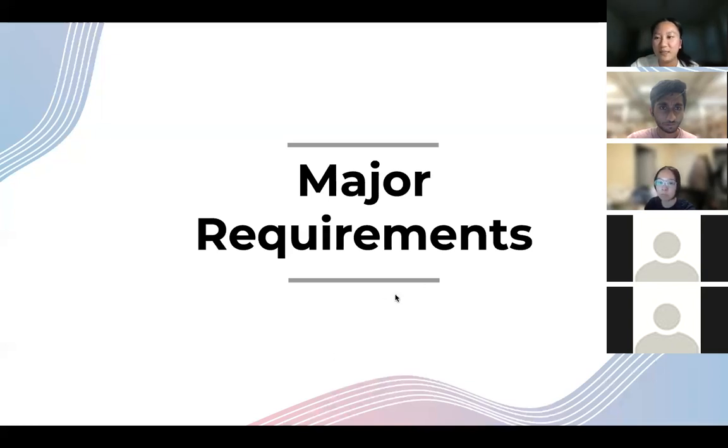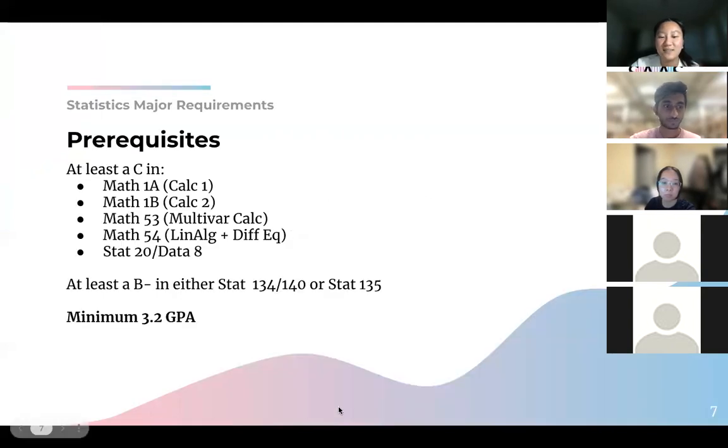First, we're going to be going over the stats major requirements. So I'll hand it over to Jay. Yeah, thanks, Alicia. So basically, these will be the prereqs if you're trying to major in stats. With stats specifically, for all these prereq classes, you need to get at least a C in Math 1A, Math 1B, 53, 54, and either Stat 20 or Data 8.